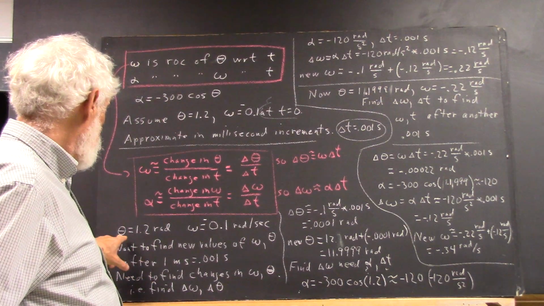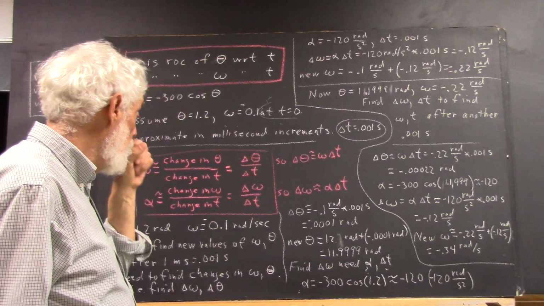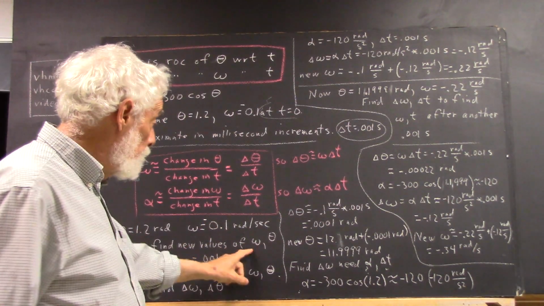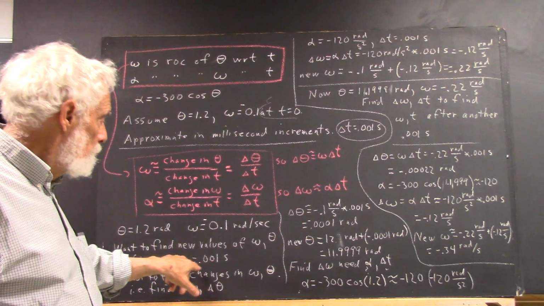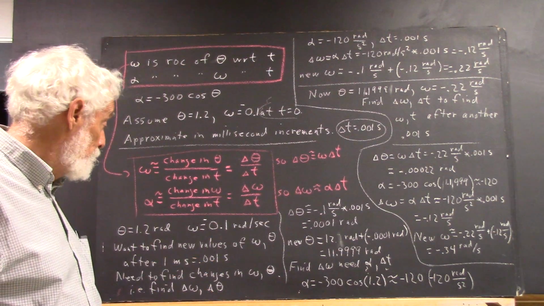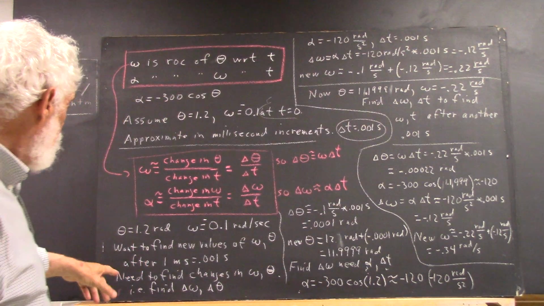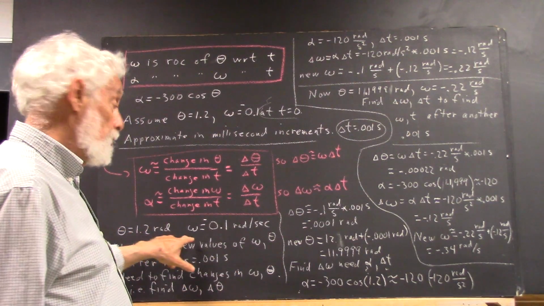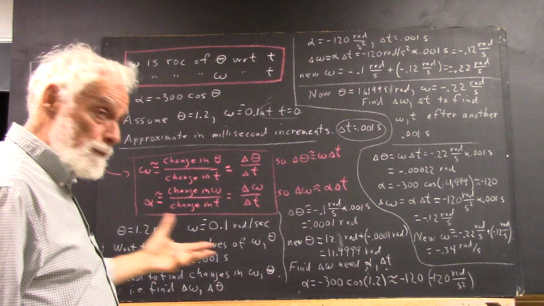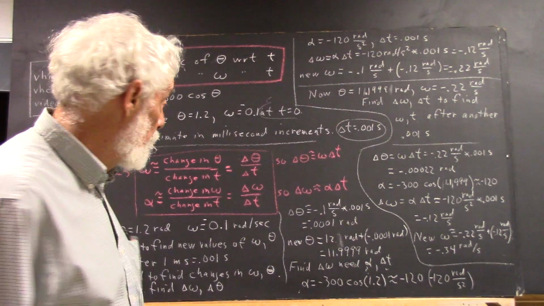Okay, so now we know that theta is 1.2 radians, omega is negative 0.1 radian per second. We want to find the new values of omega and theta after 1 millisecond, which is equal to 0.001 seconds. Okay. How do we find the new values of omega and theta? Well, we know values of omega and theta. To find the new values, we just have to find the change in omega and the change in theta.